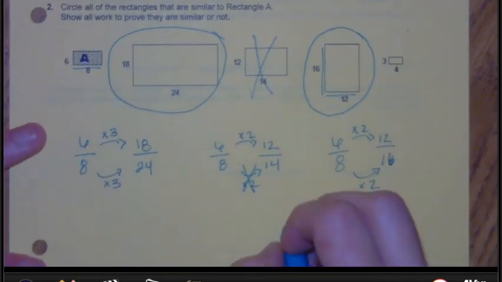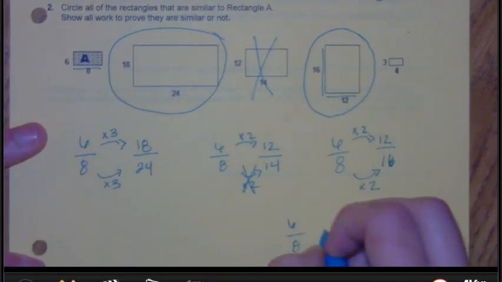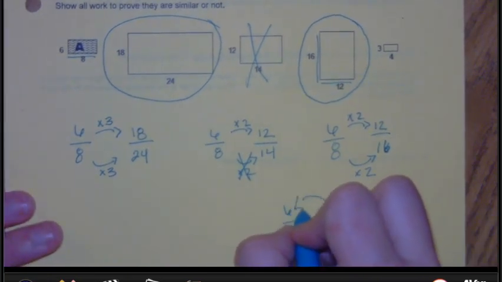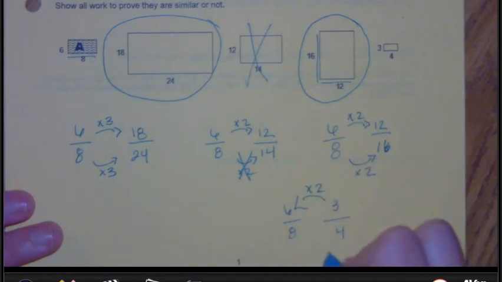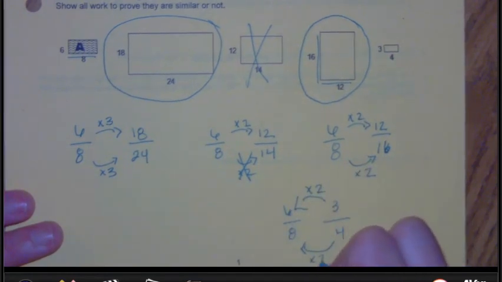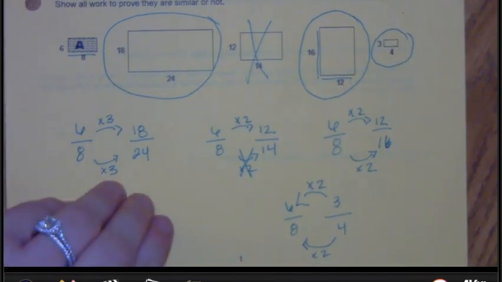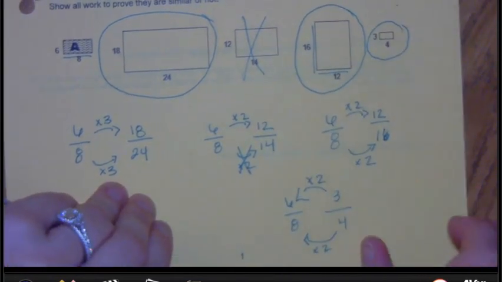All right, and then one more. I have 3 over 4, so 6 over 8, and then I've got 3 over 4. Well, I know that 3 times 2 gets me 6. Well, does 4 times 2 get me 8? And it does.